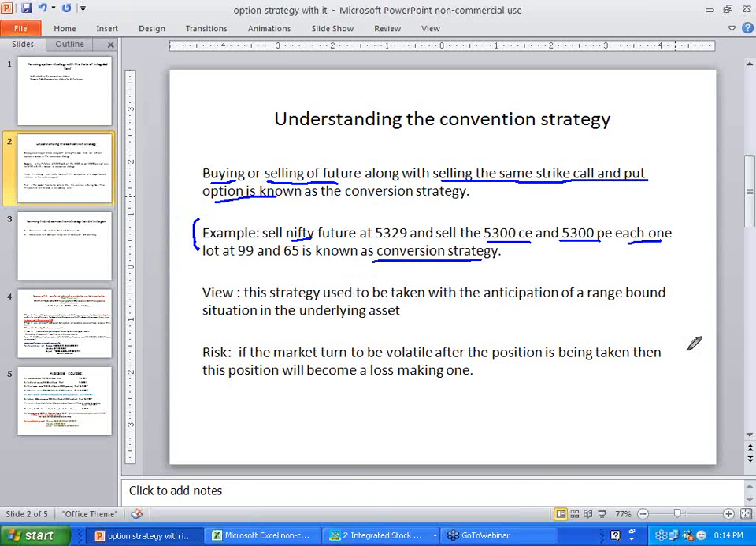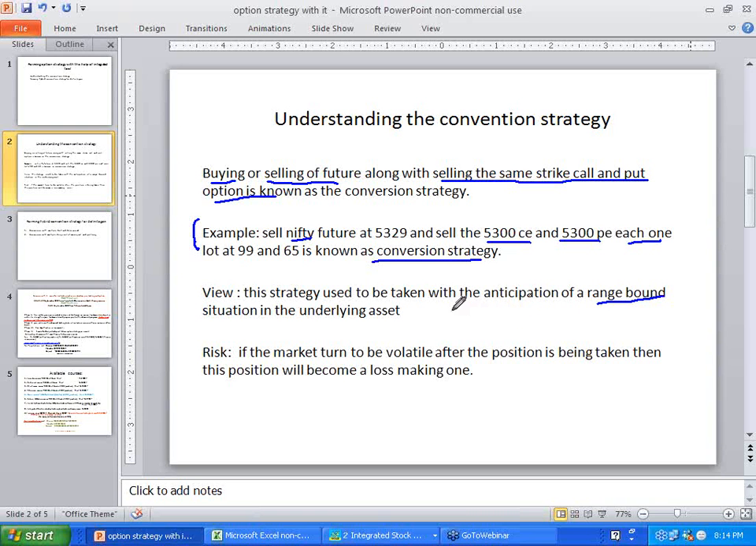So in which kind of market is this strategy taken? This strategy is taken with the anticipation of a range bound situation. What is a range bound situation? As I told before, in smart finance, we never say anything which doesn't have mathematics. So range bound situation means it is a low volatile market.